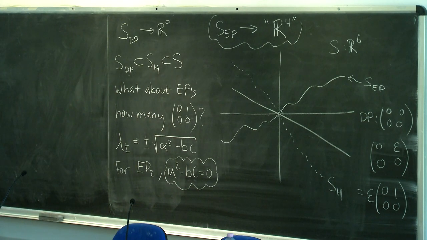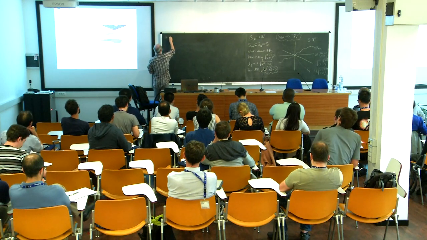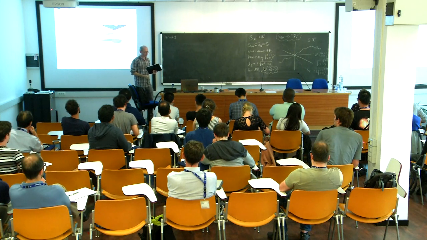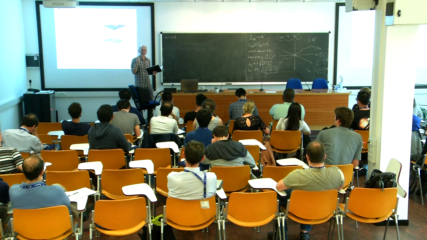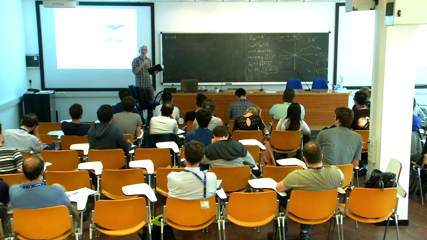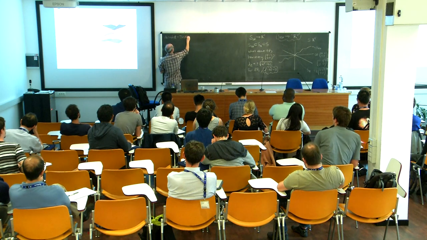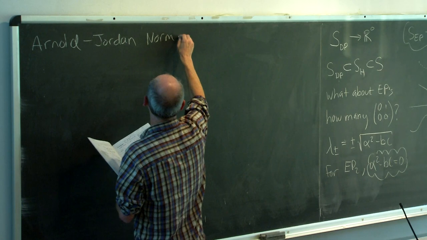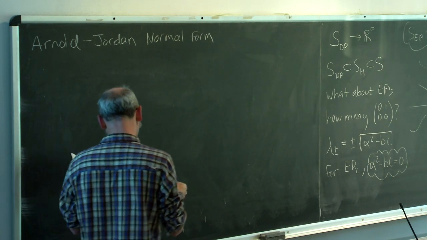That's not our main concern today. The nice thing that he did was to find a systematic way of cataloging the ways in which the spectrum of a matrix can change as you move around in this space. And that gives rise to what's called the Arnold-Jordan normal form. And that's the next topic that we'll discuss.